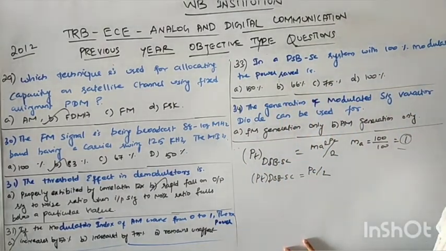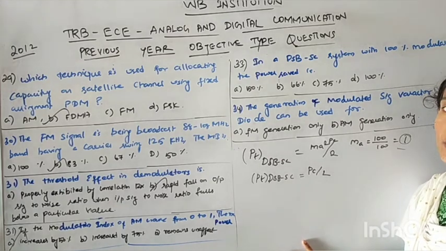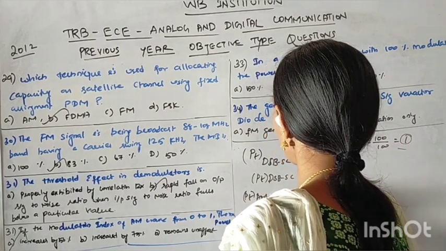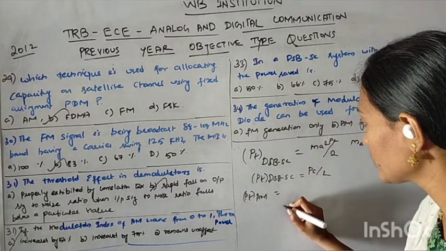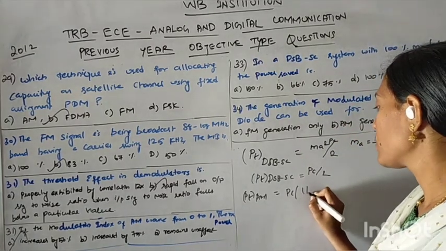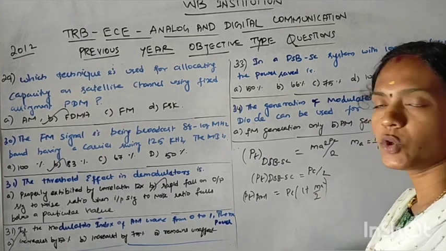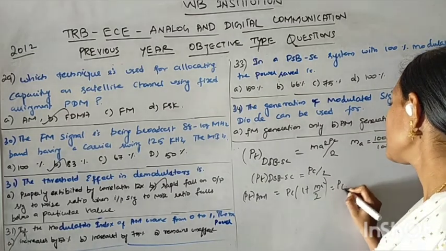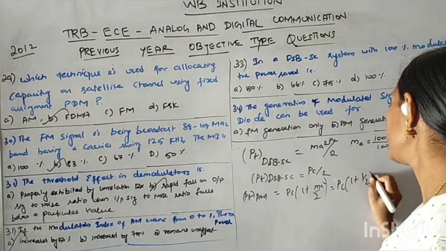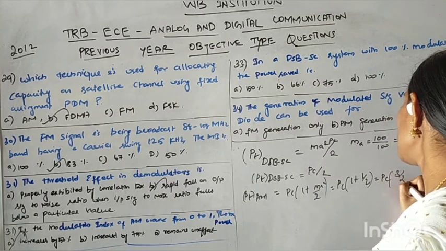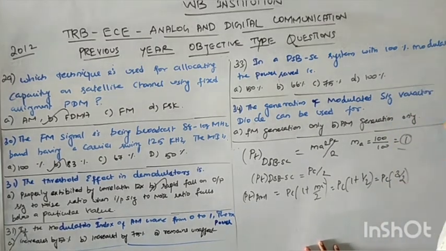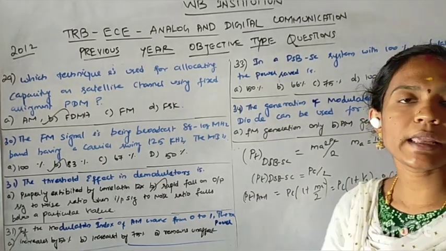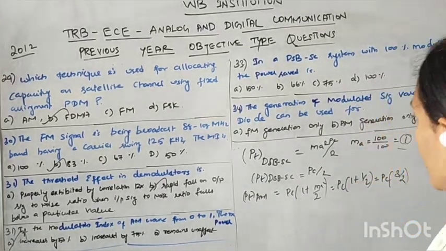Next, we need to find how much power is saved. The power transmitted of an AM signal wave, we know the formula: PC into 1 plus MA squared by 2. We know the modulation index value is 1. So PC into 1 plus 1 by 2, that means PC into 3 by 2. Now we are comparing the transmitted power of the AM signal and the DSB-SC signal.